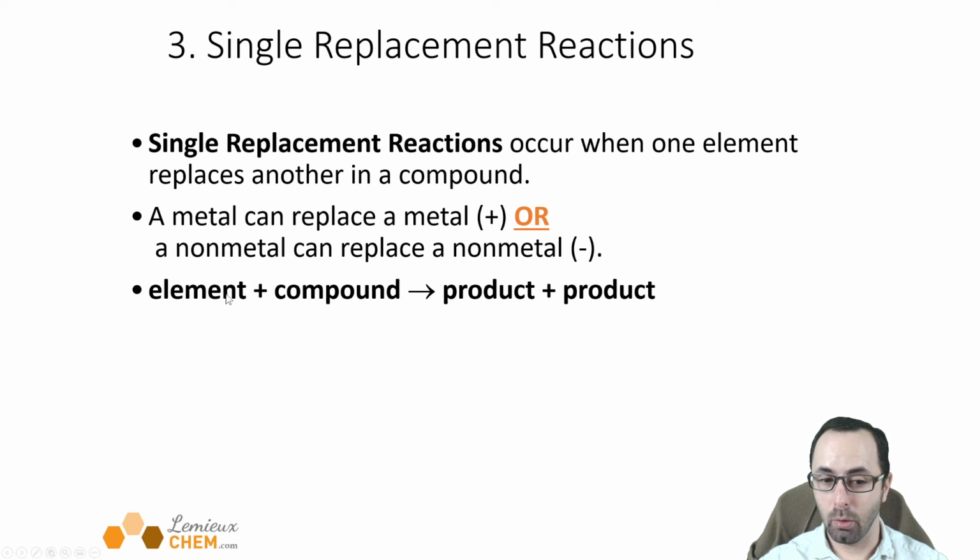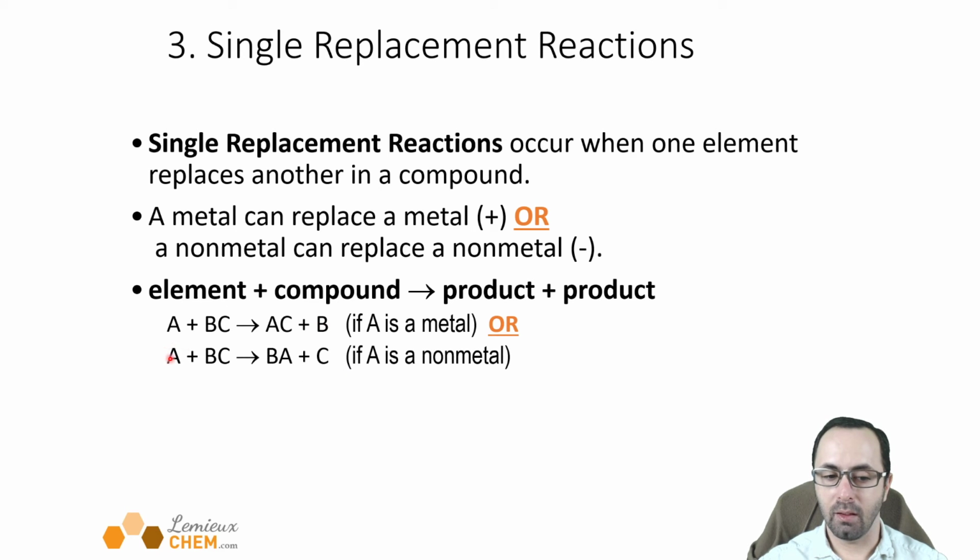So basically an element will be reacting with a compound and two products will be made. A general form of this would be if A is a metal, generally in the ionic compounds, the metal's written first, the positive ion, the non-metal's written second. And so the metal A here would replace the metal B, and then you'd have a compound with the atoms A and C, and B by itself. Or if A is a non-metal, then it will replace the non-metal negative ion in the compound, so A will replace C, and you get a compound with atoms B and A, and C now will be by itself. Remember that the cation or the positive ion is always written first, so B here was the positive ion in that compound.